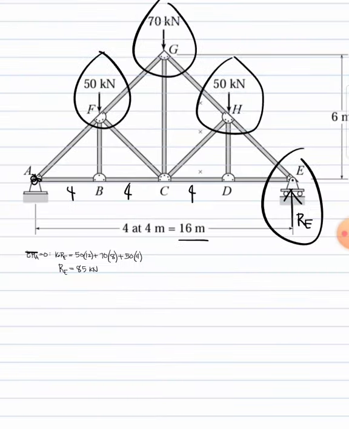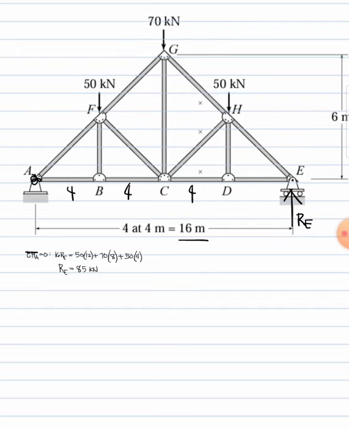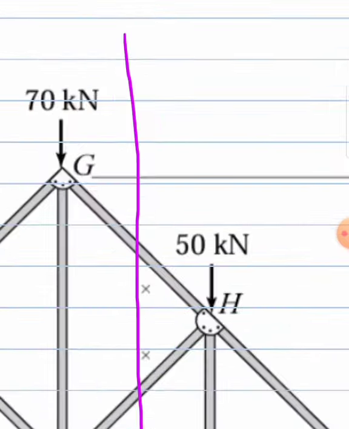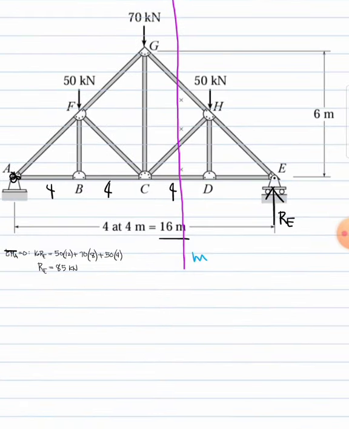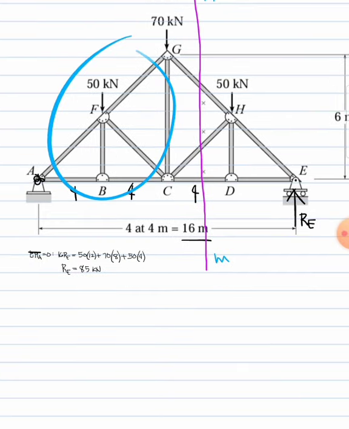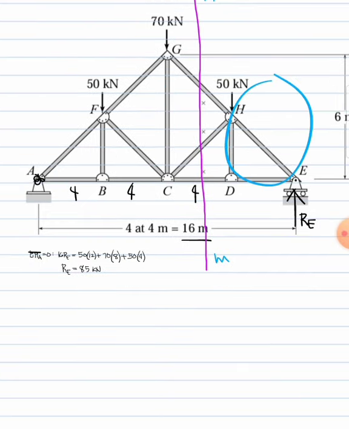Alright? So now our next step is to isolate the truss. We will let a cutting plane pass through GH, CH, and CD, and name it cutting plane MM. Now we can choose to select either the left-hand side or the right-hand side and draw its free body diagram. With either option, we can solve for GH, CH, and CD that we're looking for.